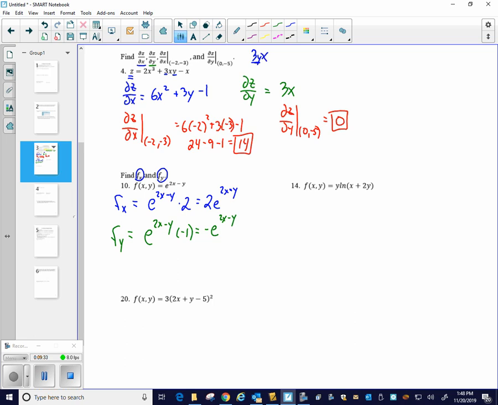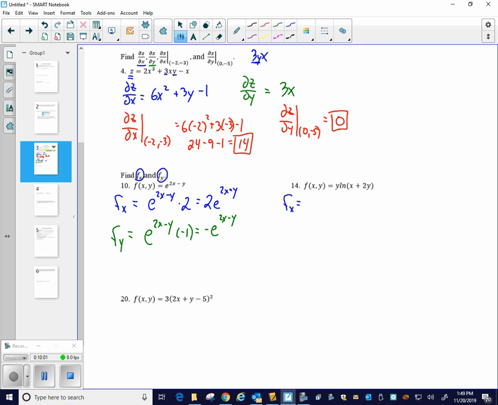And you do have to remember how to take the derivatives of exponentials. Likewise, in 14, we have to remember how to take the derivatives of natural logs, as well as potentially doing a product rule. Now, when I do the partial with respect to x, there's no x out in front of that natural log. The only x that occurs is in the natural log. So that y out in front is basically just like having a number 4 or something like that out front.